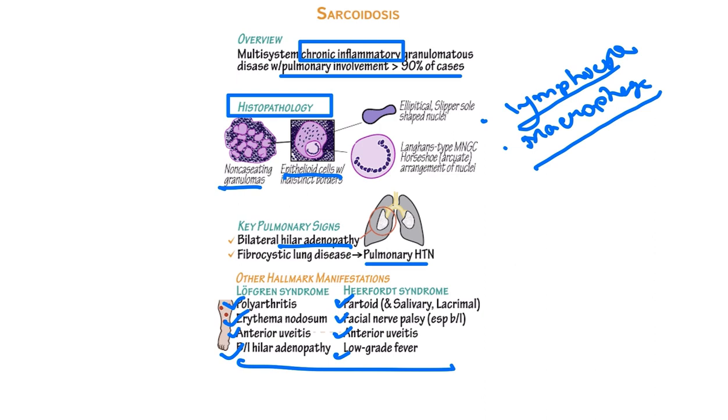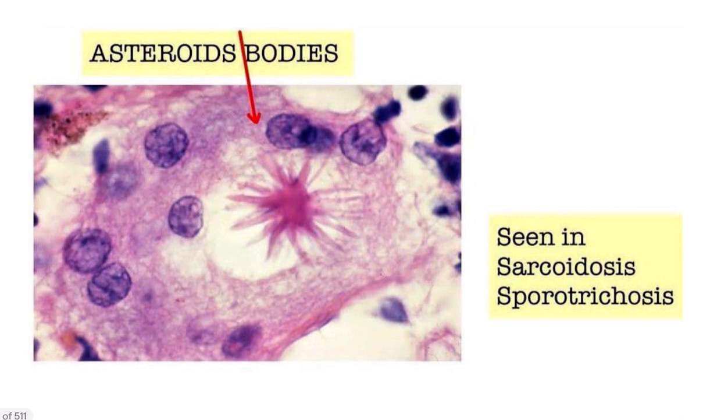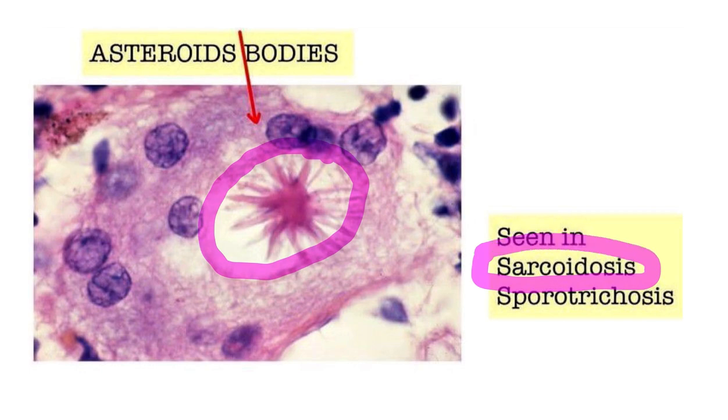And in sarcoidosis, there are chronic inflammatory cells, which are lymphocytes, macrophages, and modified forms of macrophages, such as epithelioid cells and giant cells. They are present in the affected area of sarcoidosis. In sarcoidosis, there is also a special type of cell present, known as the asteroid body. This cell is shaped like a star, and it is commonly seen in sarcoidosis.